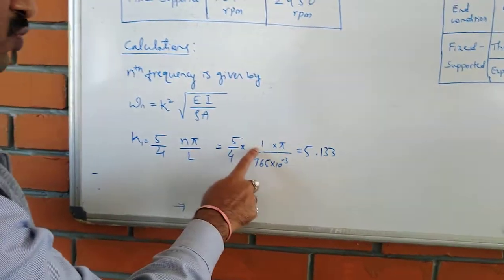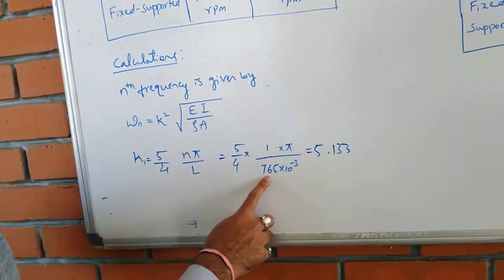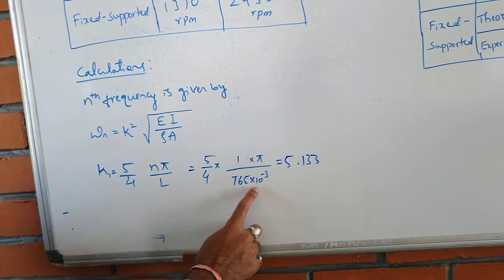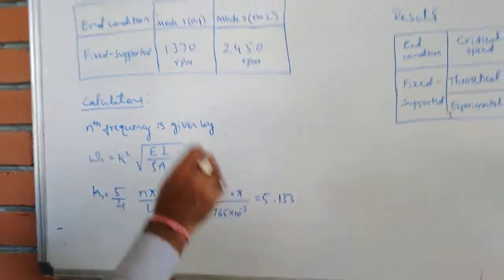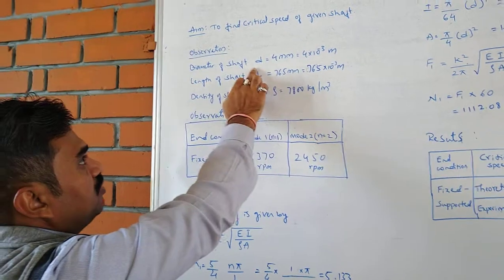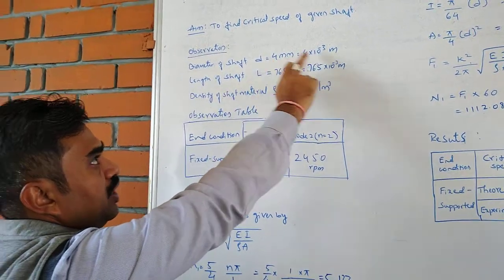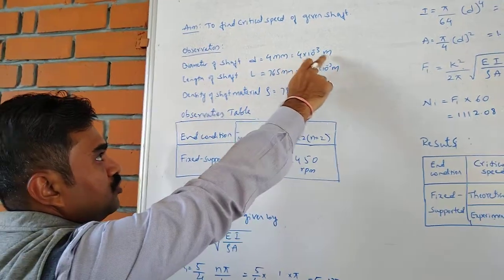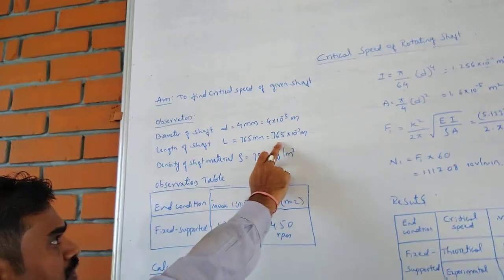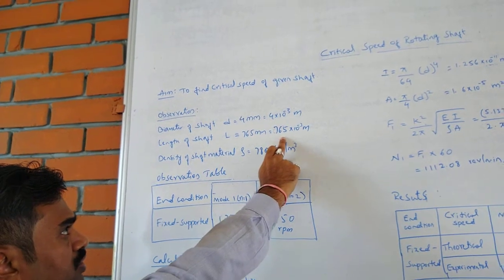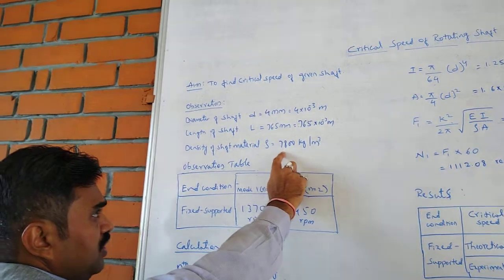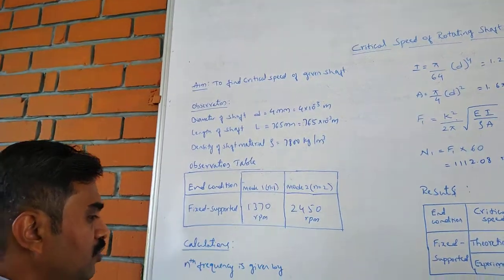We are calculating for mode 1. So small n value is 1 into pi divided by the length of the shaft, that is 765 into 10 raised to minus 3 meter. If I forgot to tell you, the diameter of the shaft is 4 mm, that we have to convert into meter, 4 into 10 raised to minus 3 meter. Length of the shaft 765 mm we have converted into meter, that is into 10 raised to minus 3, and density of the shaft material is 7800 kg per meter cube.